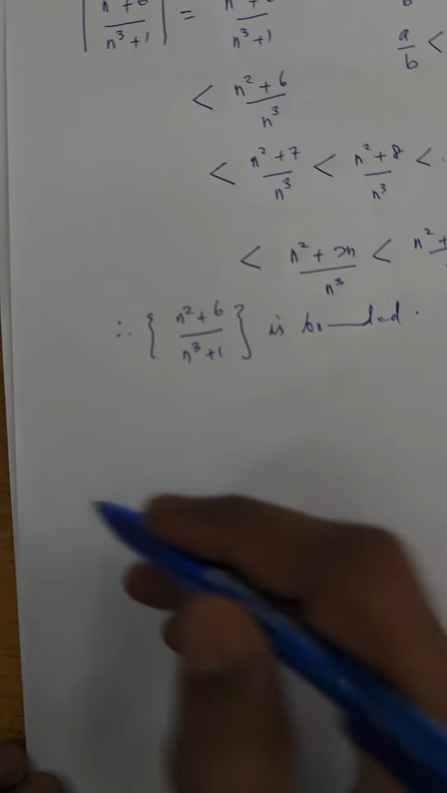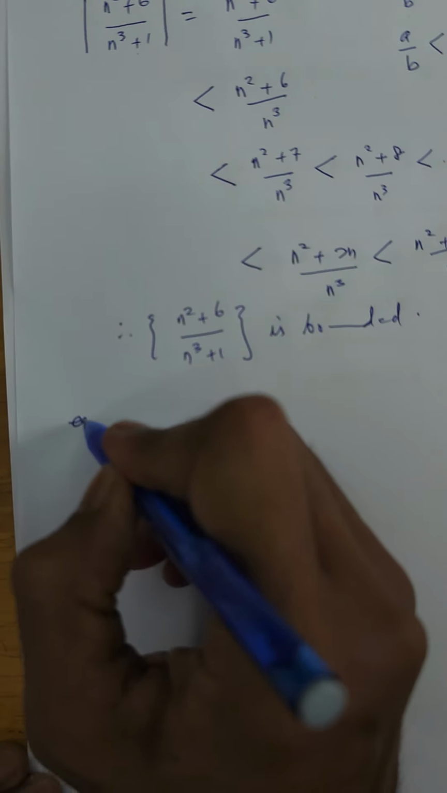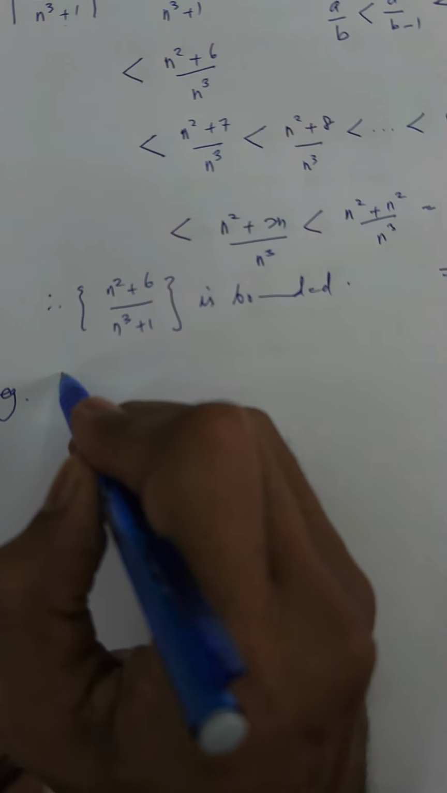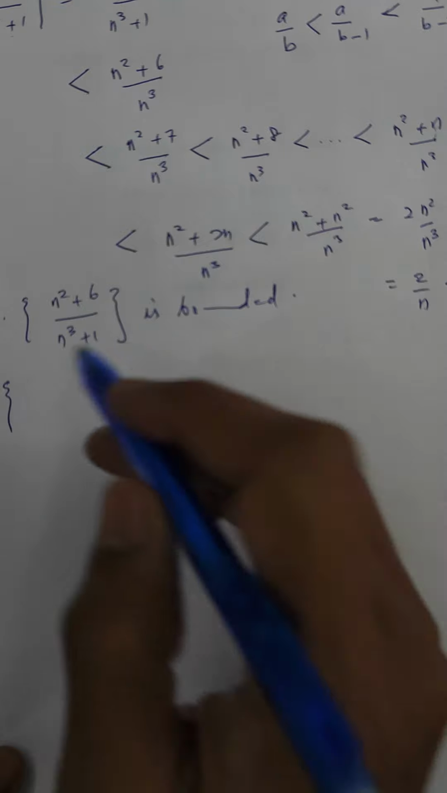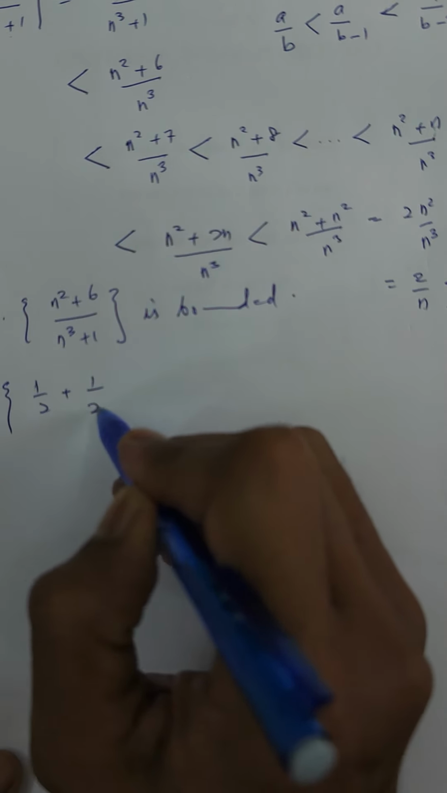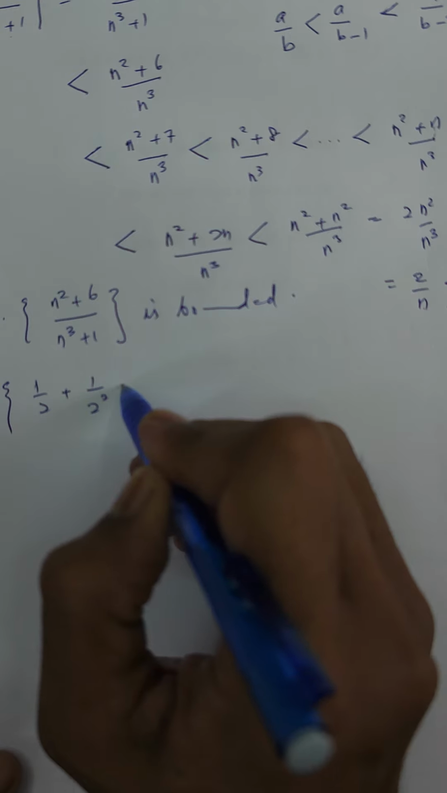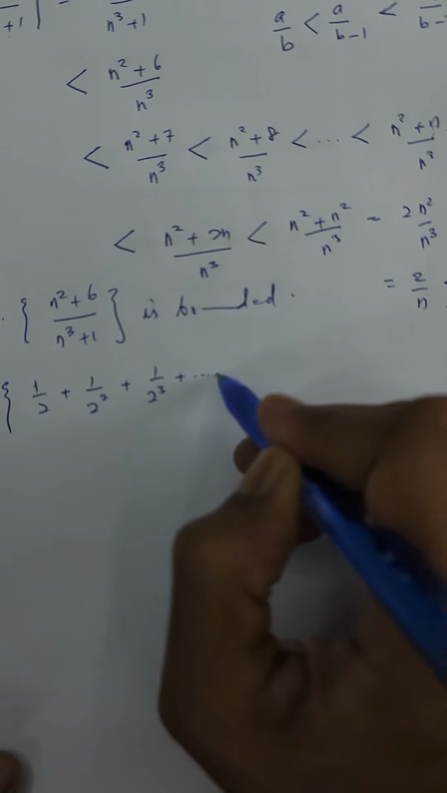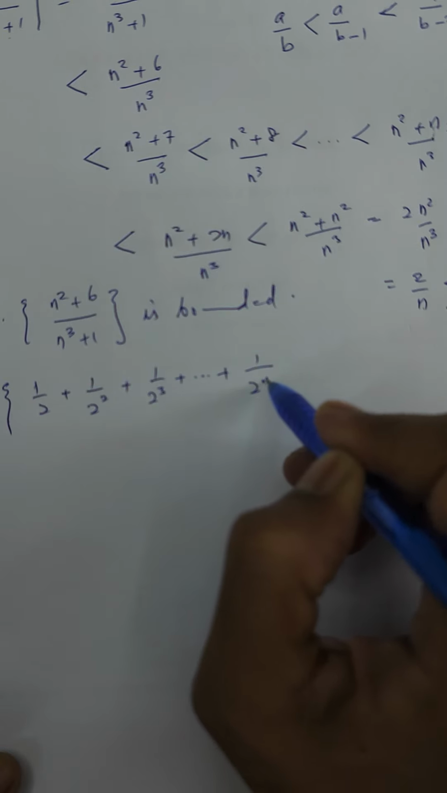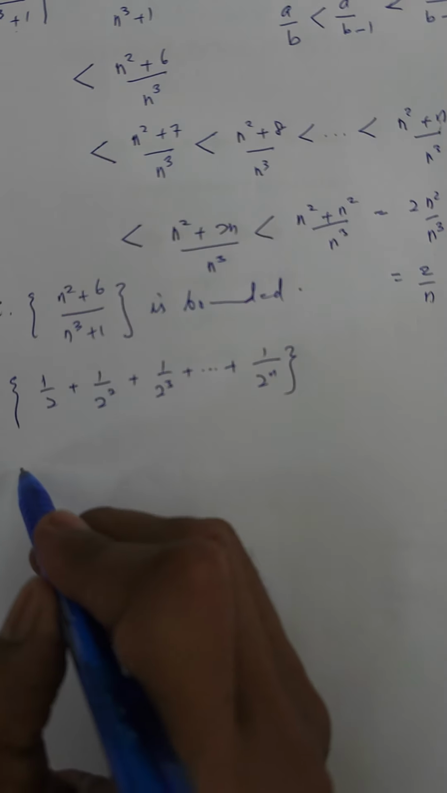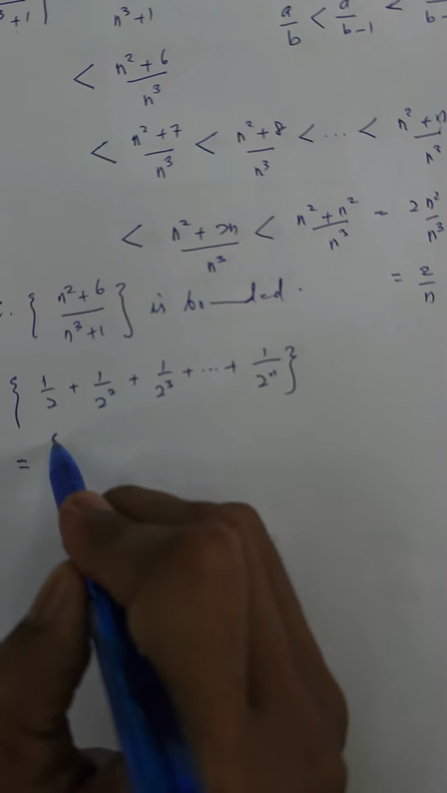Another example, many examples here. Hopefully you can understand. What about this sequence here? 1 over 2 plus 1 over 2 squared plus 1 over 2 cubed plus ... plus 1 over 2 to the n. This is a sequence. If you list down that sequence, what does it look like?